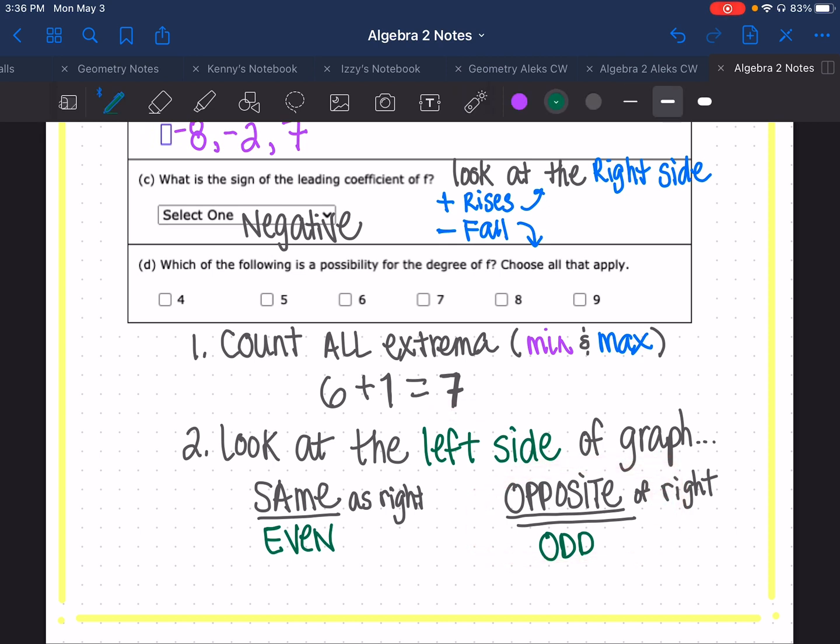Since they are doing opposite things, my degree has to be 7 or greater. So I'm going to choose 7 and I'm going to choose 9, but I cannot choose 8 because it's not even. I can't simply choose everything, because it is an odd function with the up and down.